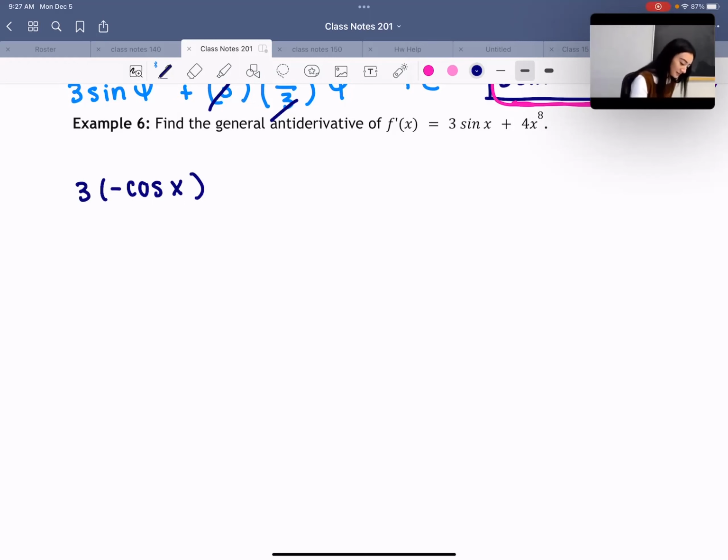All right. The next one says 4x to the 8th. This is a power function. So I'm just going to keep the 4 over here. What's the antiderivative of x to the 8th power?